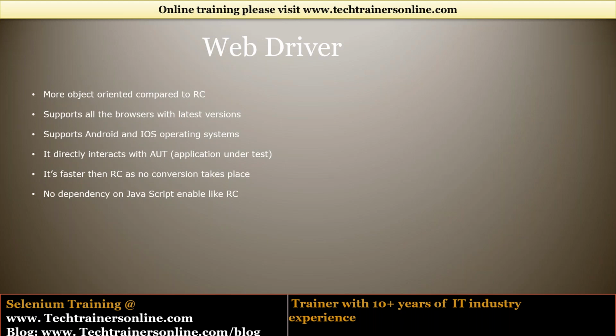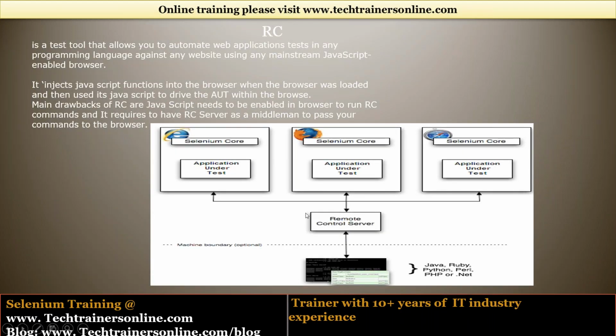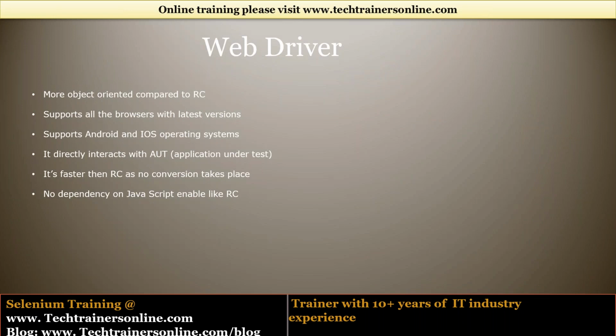As said, if you remove this remote control server as a middleman, it's the architecture of your WebDriver. Your script is directly interacting with your application. There is no conversion, and there is no JavaScript being enabled or disabled. It has nothing to do with that. It directly interacts with your browser. So it's faster than RC, as no conversion takes place. As said, there's no conversion in place when it comes to the WebDriver, so it would be faster than the remote control server.